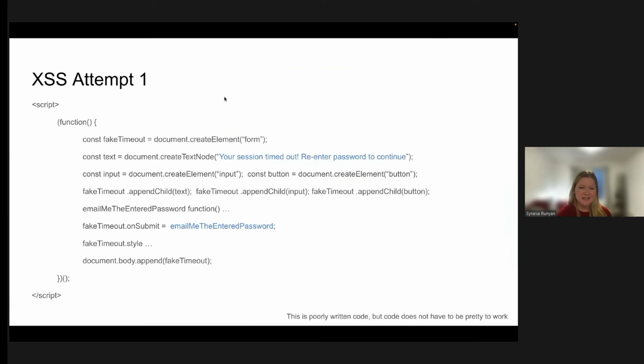This is something like what the script would look like. You can see I'm using the script tags here. There's an auto executing function. I'm creating some elements and appending it to the DOM. Here's being prompted that their session's timing out. They'll be prompted to re-enter their password. And then most importantly, I have this fake on submit. When a user submits their password to my fake form, it's going to be emailed back to me, the attacker.